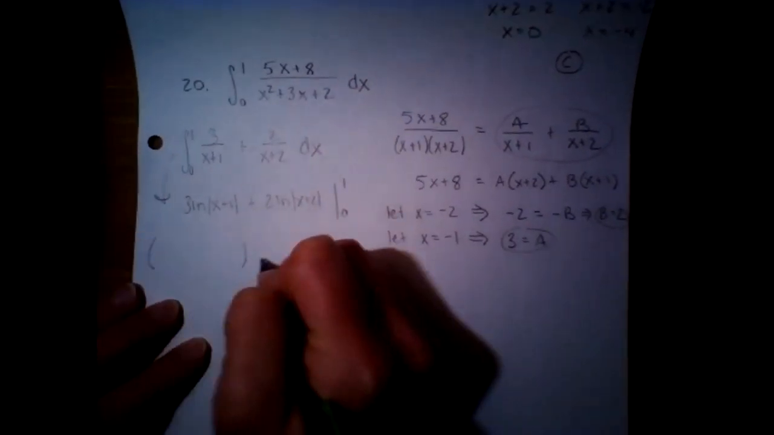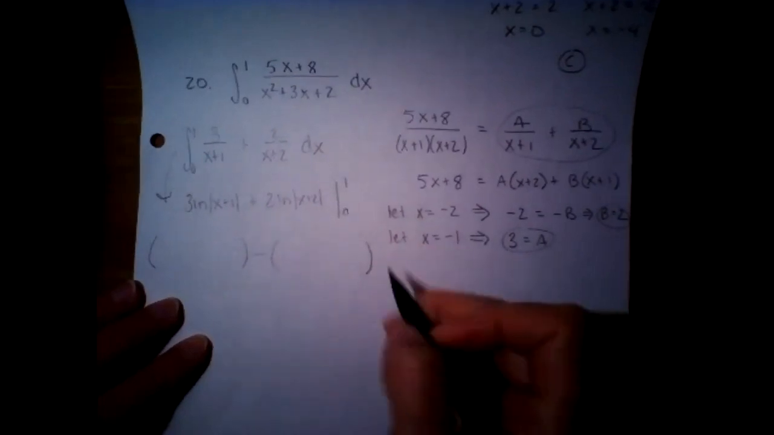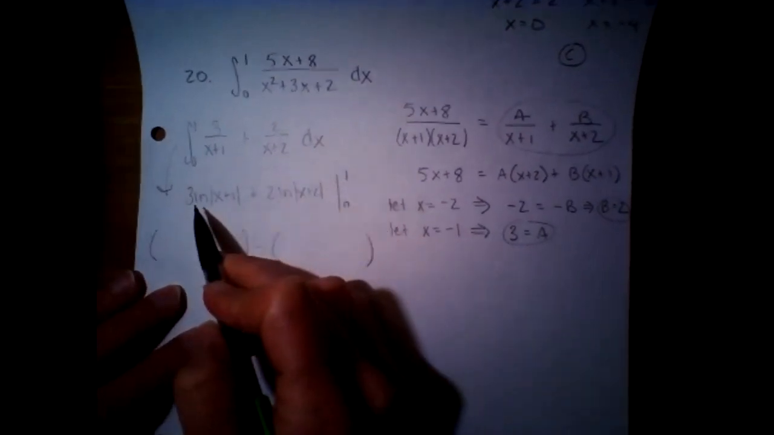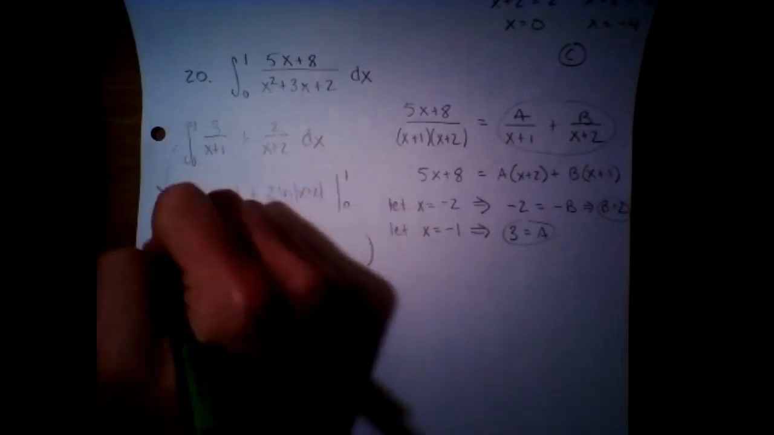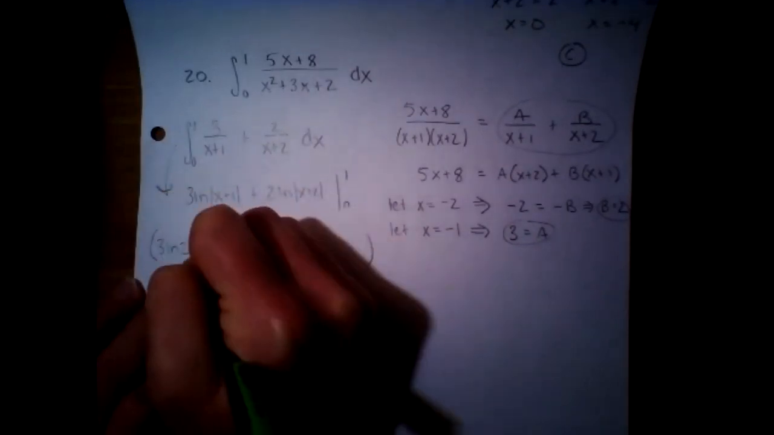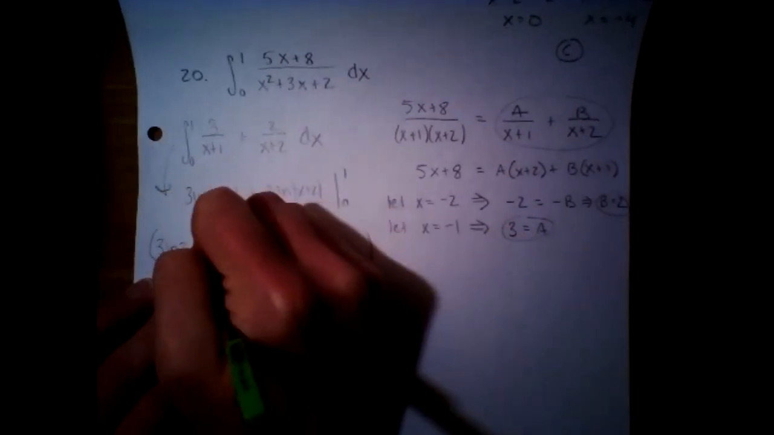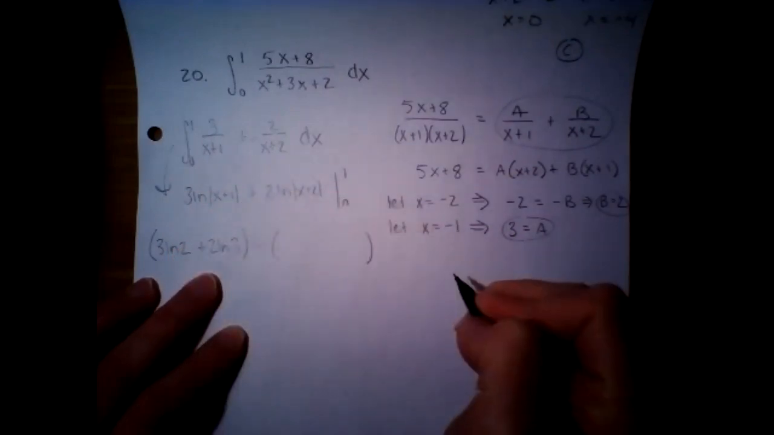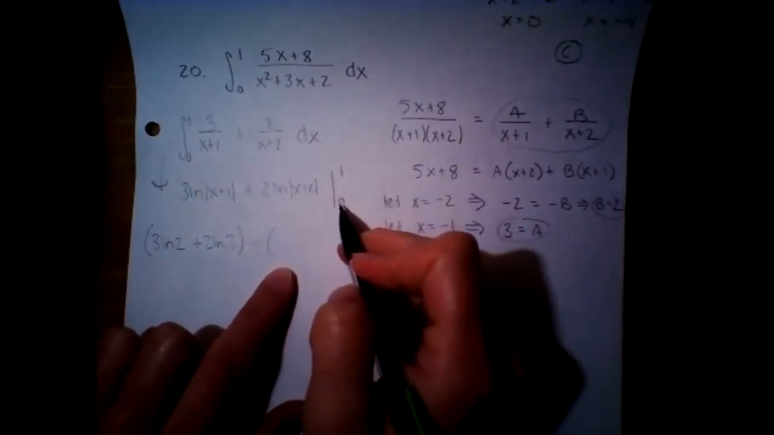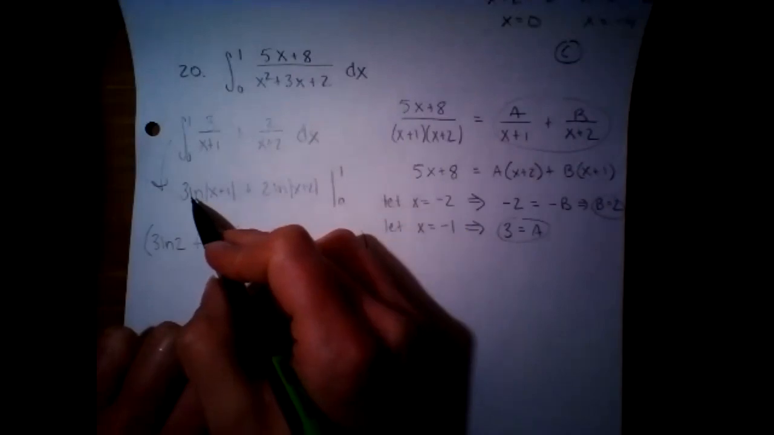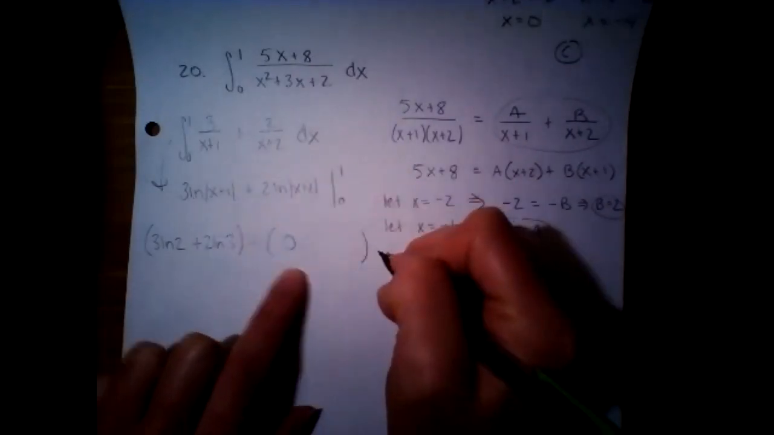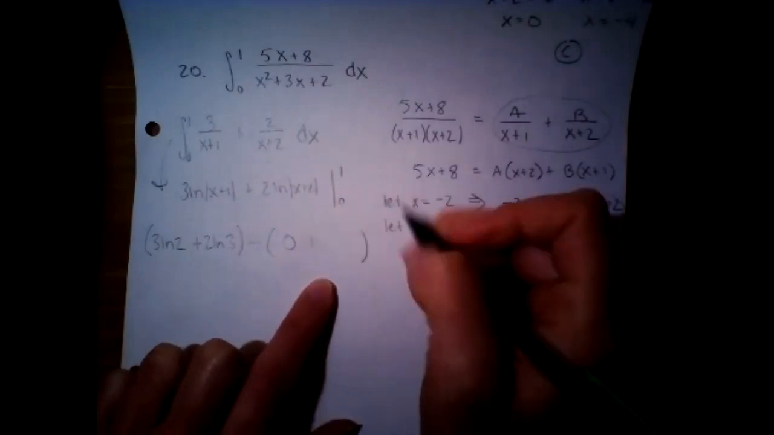All right, so we're going to do upper boundary minus lower boundary. So if we plug in 1, we're going to get 3 ln of 2 plus 2 ln of 3. And then if we plug in 0, we're going to get 3 ln of 1. Ln of 1 is 0, so I'm just going to go ahead and put 0 for that.